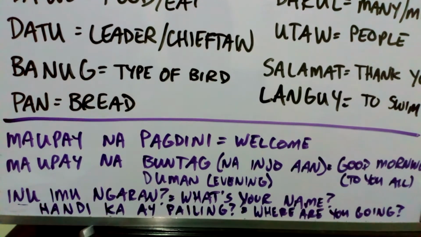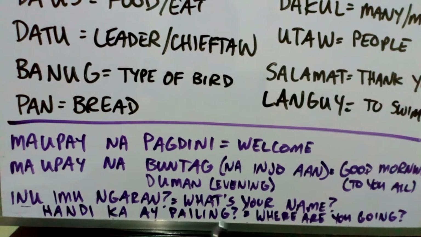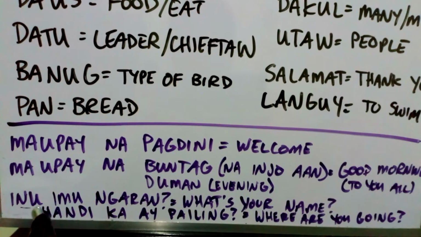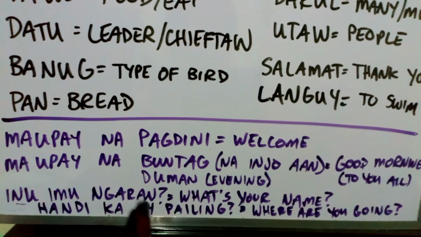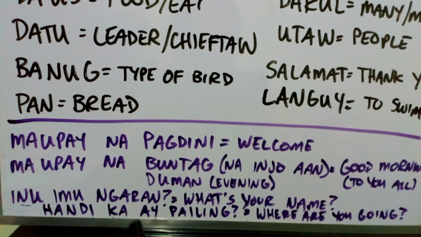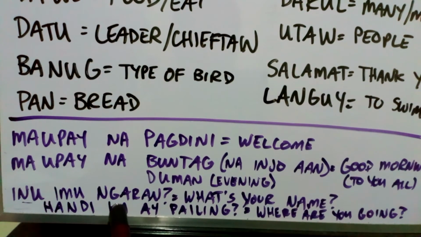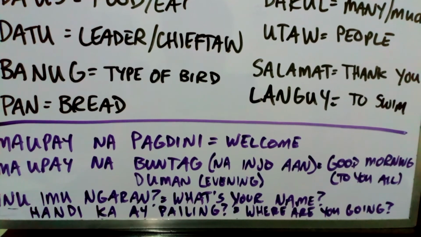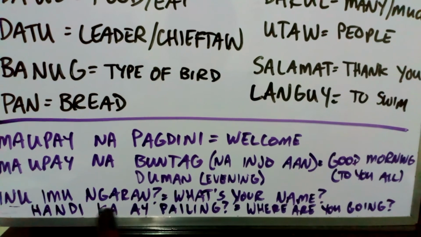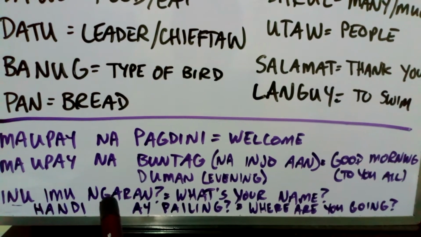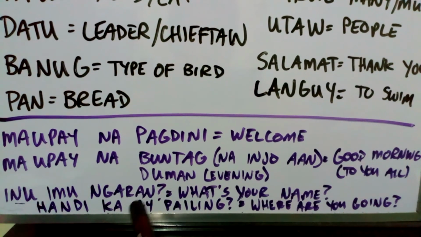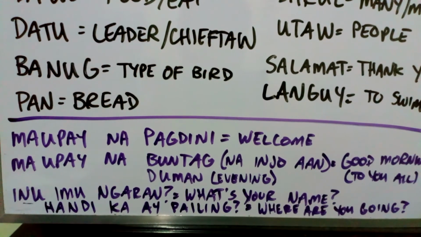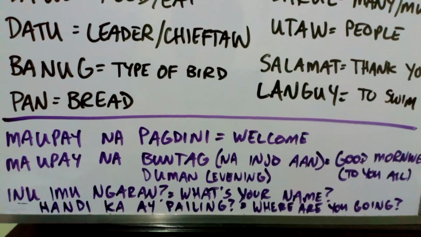And the last one is handi ka ay pailing, right? Handi ka ay pailing, where? Handi meaning where, right? Inu, what? Handi, where? Handi ka ay pailing. Now we have this ka here meaning you in the absolutive case for the Kinamigin language, okay? Because again, even though Kinamigin is a Manobo language, it's still an Austronesian language and has features of an Austronesian language, just like its neighboring Philippine languages, right? Handi ka ay pailing, where are you going? Or as that elderly lady told me, asa ka paingon? Yeah, where are you heading?